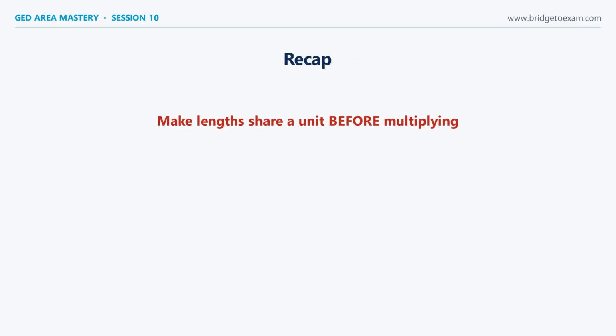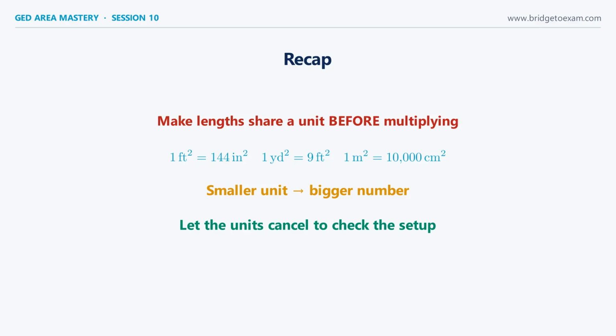Let's recap. Make all lengths share a unit before you multiply. Square unit conversions square the factor. 1 square foot is 144 square inches. 1 square yard is 9 square feet. 1 square meter is 10,000 square centimeters. Smaller unit means a bigger number. And let the units cancel to check your setup.